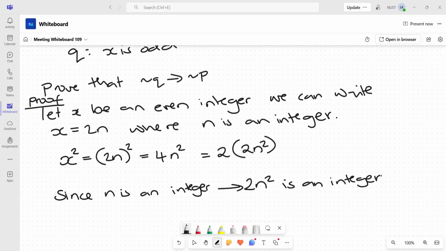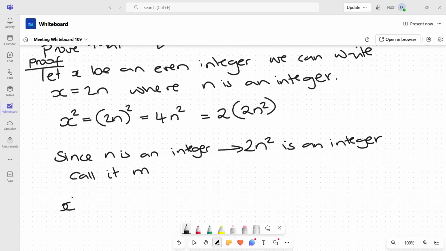Okay, so if you take any integer and you multiply it by itself, and then that answer you multiply by 2, you're still going to get an integer. And then we can call it, say, m. Okay, so this means we actually have x squared is equal to 2 multiplied by m. M is an integer. This means that x squared is even. Now, if x squared is even, because we are writing it as 2 multiplied by an integer.